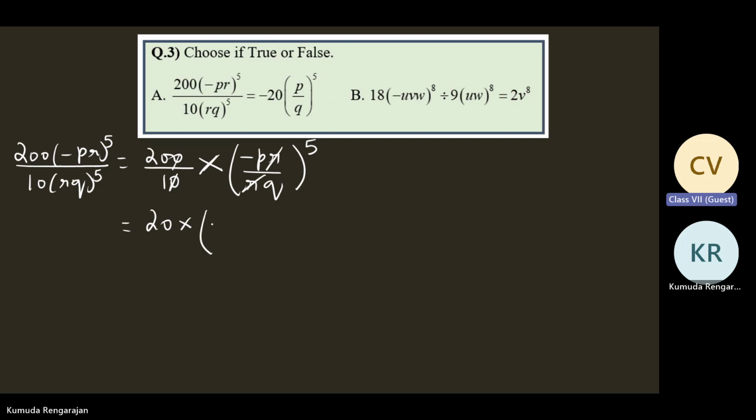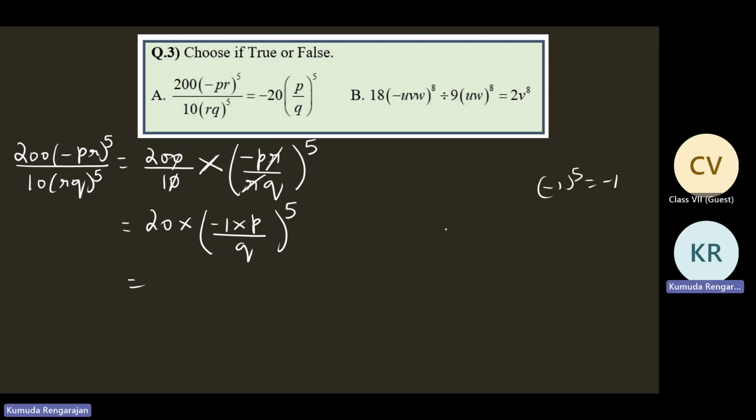bracket minus P. Minus P can be written as minus 1 into P, right? Minus 1 into P by Q, the whole power 5. Now, what is minus 1 to the power 5? Minus 1. So it will come out as minus 1. 20 into minus 1, correct? Now, what is remaining in the bracket? P by Q, the whole power 5.